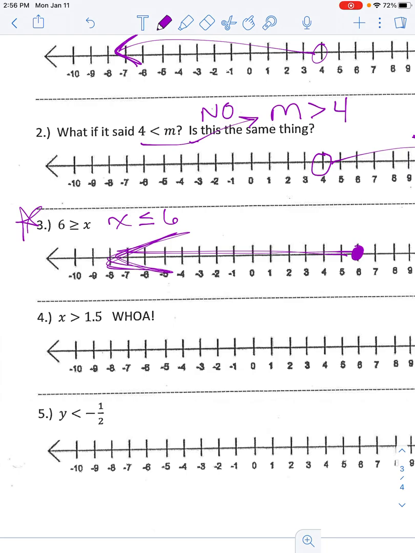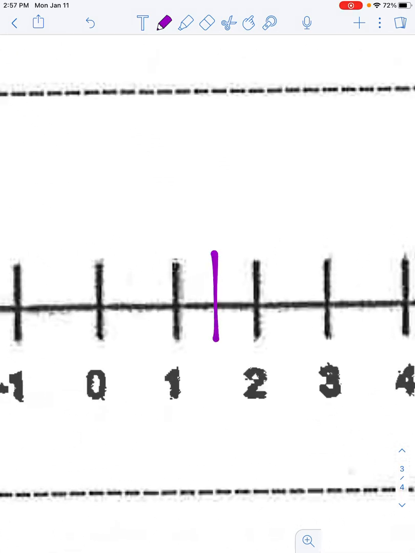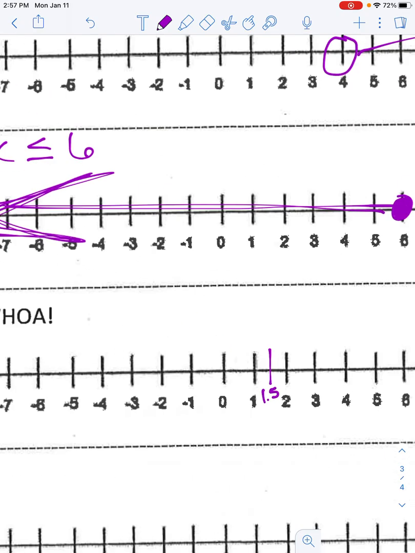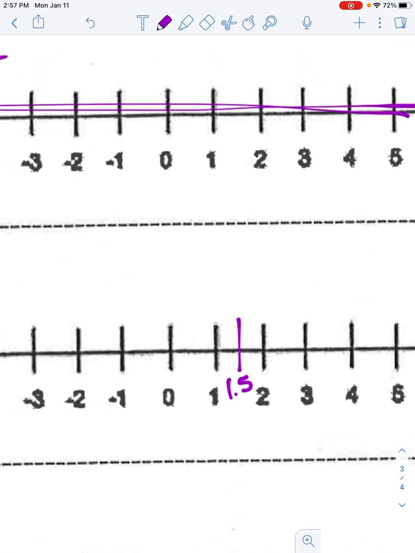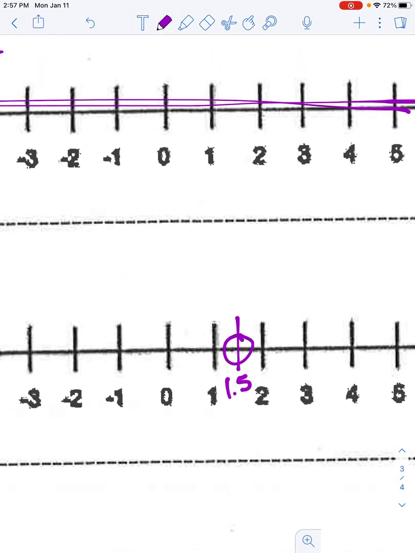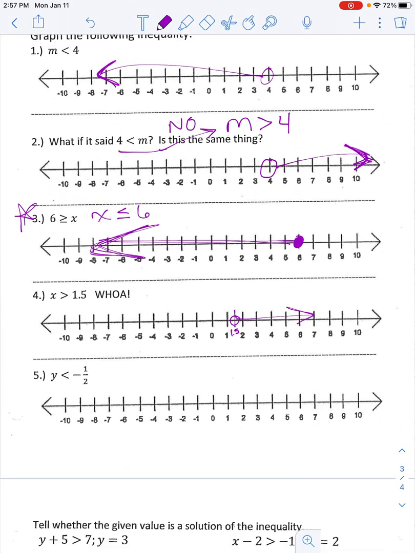Okay. What about x is greater than 1 and 5/10? Not a big deal. When we have these, instead of just putting a line, you need to label it. This is 1.5. So label those fractions or decimals. It's greater than, which means it's an open circle. And it's pointing to the right.